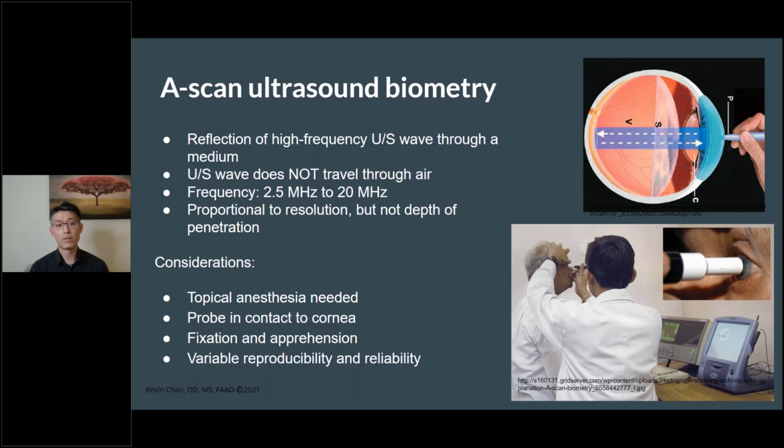Second of all, it's about the direct contact to the cornea, and sometimes even adults may have a hard time with this. We also have to deal with the challenge of fixation and apprehension issues. And it's also not reproducible. The data can turn out to be all over the place and could be skewed very easily. So typically I recommend A-scan only for someone who wants to get their feet wet in the field of myopia management but is not sure which instrument to buy, and wants to start up. But it shouldn't be your long-term equipment for measuring axial length.